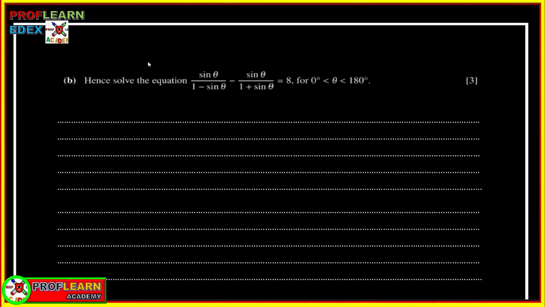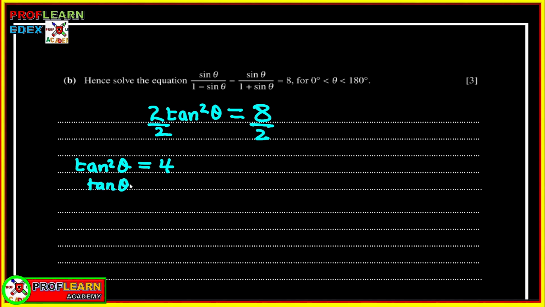Now, part B we have shown above, then you are going to use that part to solve. So meaning the left hand side can be replaced with 2 tan squared theta, and then we are going to equate that to 8. So 2 tan squared theta equals 8, divide by 2 both sides, and then we're going to find the square root both sides. And remember that the square root of a number is either positive or negative.